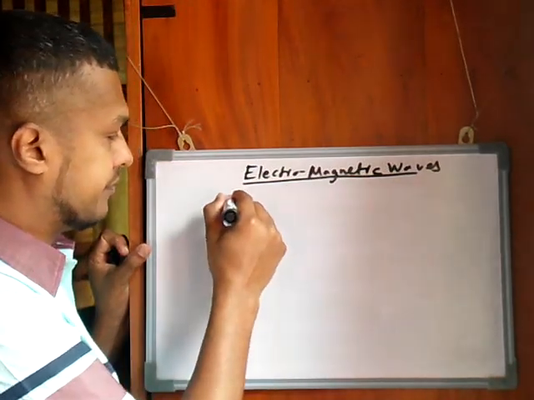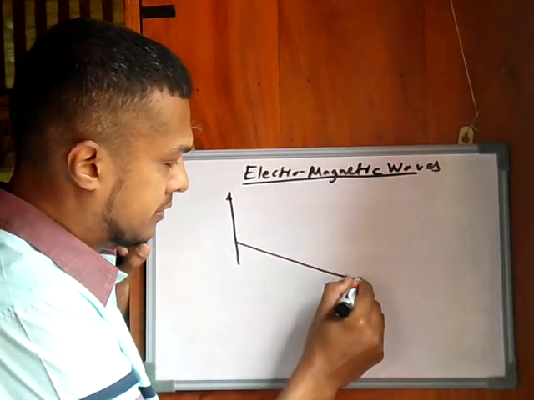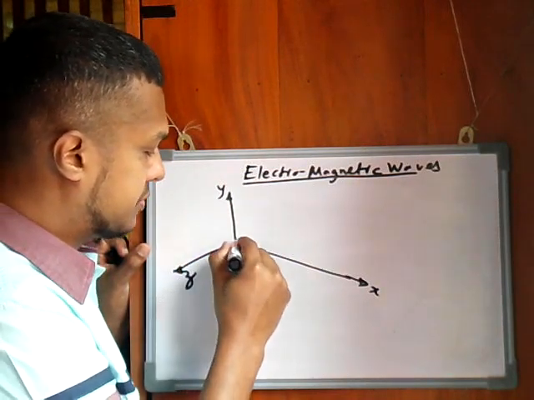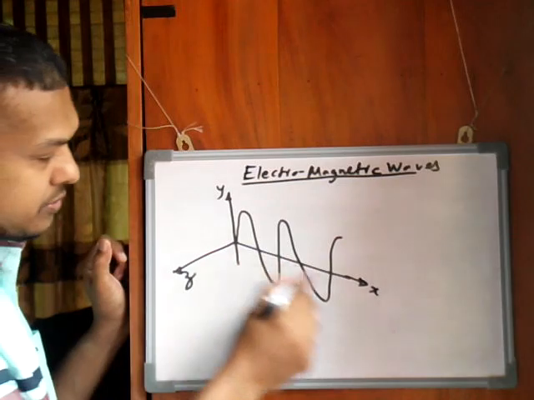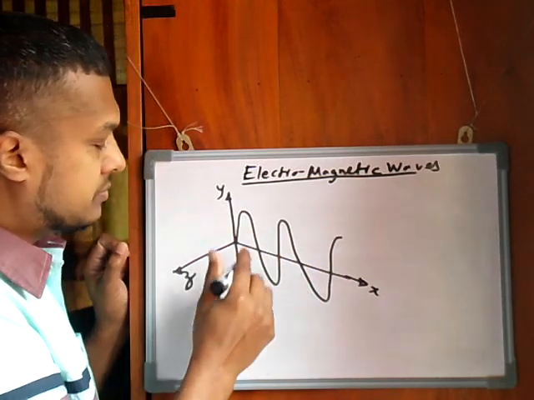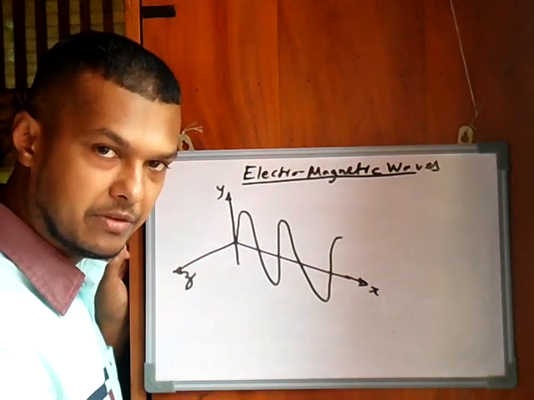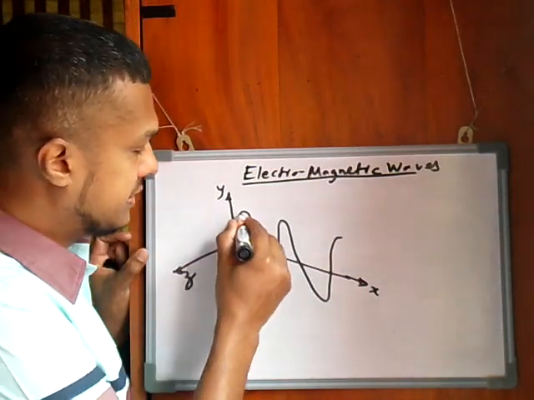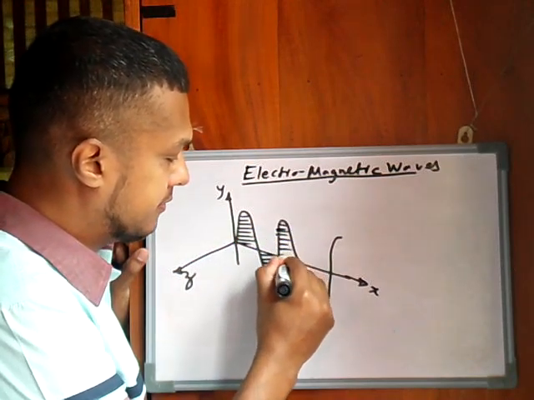If we draw a wave diagram, a three-dimensional one, this is the x-axis, this is the y-axis, and this is the z-axis. If you draw a wave like this, this is actually an electromagnetic wave. In this particular wave, the direction of the electric field and the direction of the magnetic field are perpendicular to each other.